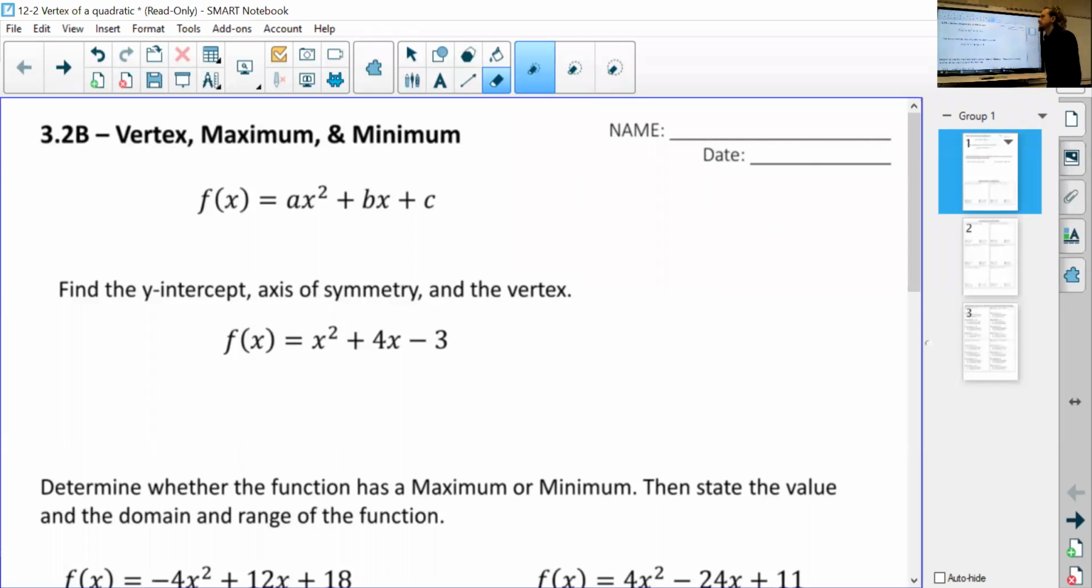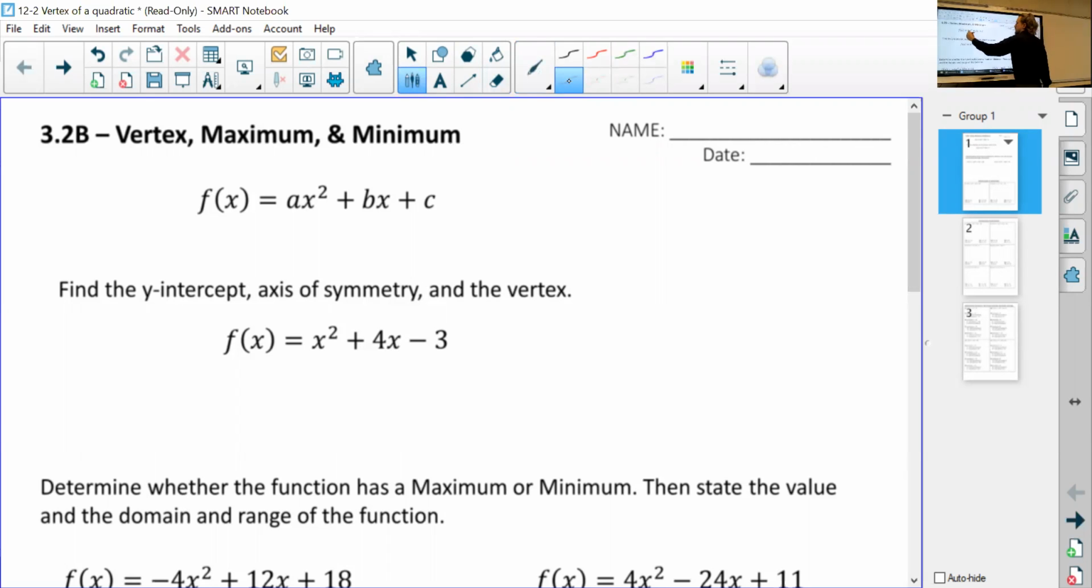Okay, so we're continuing on quadratics. We're looking at the vertex today and how to calculate it ourselves. So we still have our function f of x equals ax squared plus bx plus c, where a is not 0. We're going to add a little formula to this that's going to help us out.